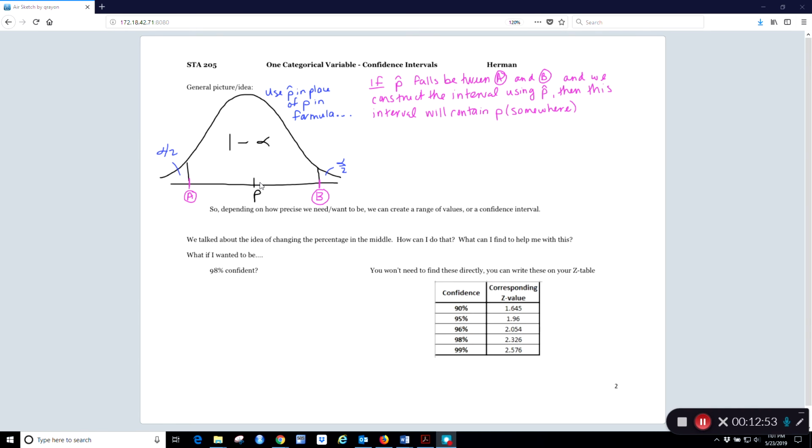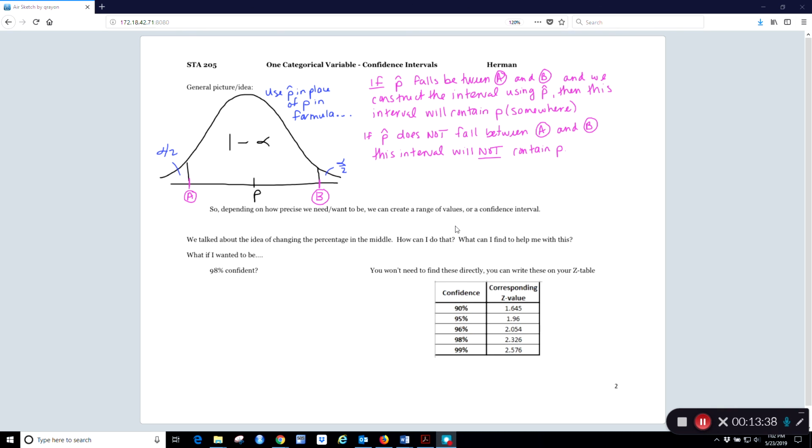If instead P hat does not fall between A and B, and I construct my interval the same way, then this interval will not contain P. So then depending on how precise we want to be, or in a sense what number we're willing to put in the middle, we can create a range of values, or what we call a confidence interval.